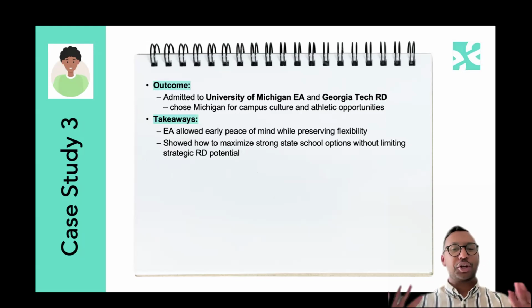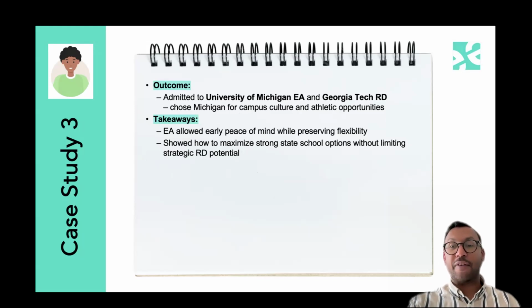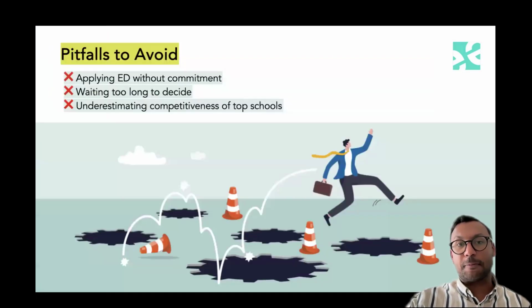So here you have a student comparing two different offers, one from early action, one from regular decision, and they then decided to choose the University of Michigan. So it allowed for peace of mind while thinking about the different options that they might have during regular decision, and it enabled the student to maximize applying to a strong state school without limiting anything that needed to come at a later stage. So as you can see, there's no one size fits all. It's really dependent on the student, their skills, their profile, where they are in terms of school research, and the type of support that they will be receiving throughout this entire process.